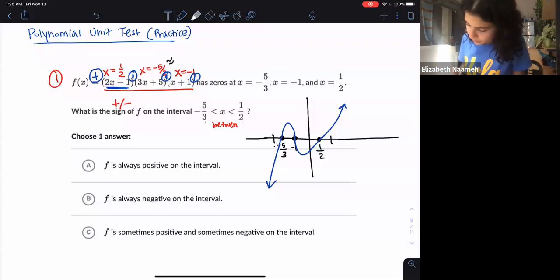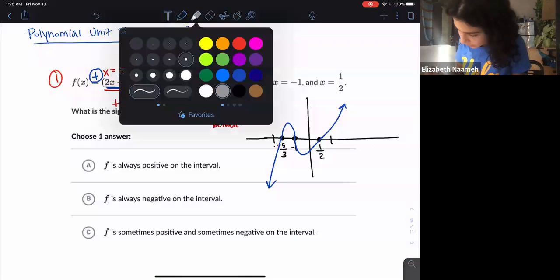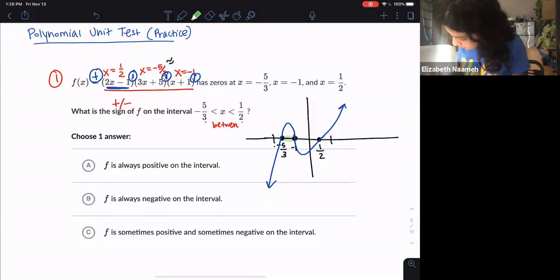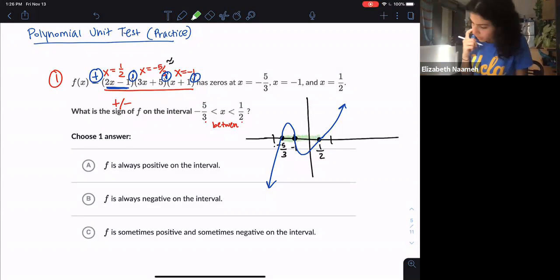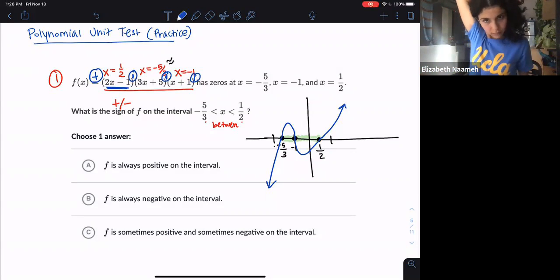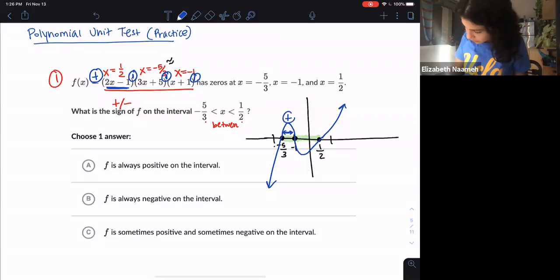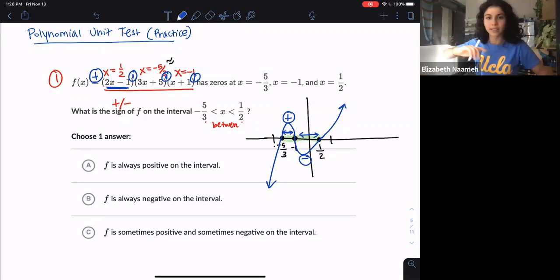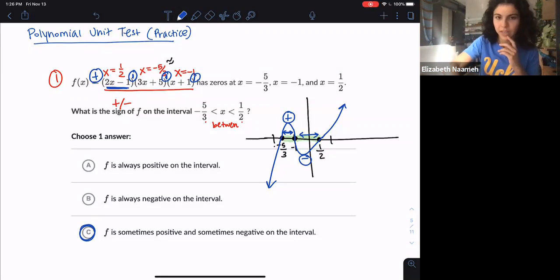Between -5/3 and 1/2, so I'm highlighting it. This is -5/3 all the way to 1/2. Is the graph always positive, always negative, or sometimes positive and negative? What's it look like? A, B, or C? So notice from here to here, it's positive. It's above the axis. Whereas between -1 and 1/2, it's negative because it's below the axis. So our answer is going to be C. Sometimes positive, sometimes negative. Okay, and that's all that means.